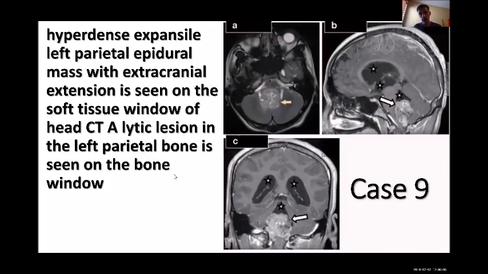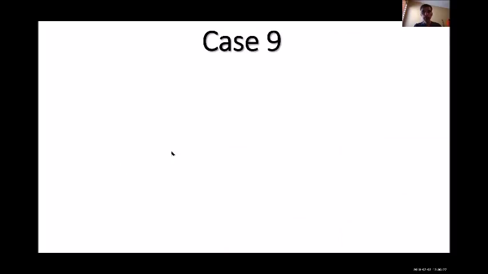Where is the extradural extension? It is not clear on this actually. Not clear, I don't see where. Window CT scan: lytic lesion in the left parietal bone. Oh, where is the lytic lesion? I don't see it. I don't know, is it this? I'm not sure what it is. Anyhow, case number 9, so it's a neuroblastoma, that's correct.